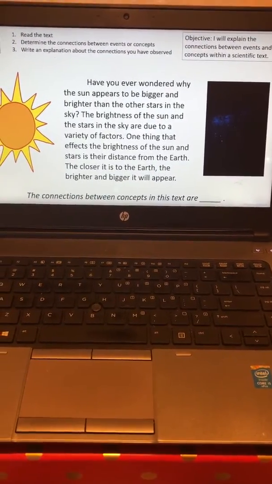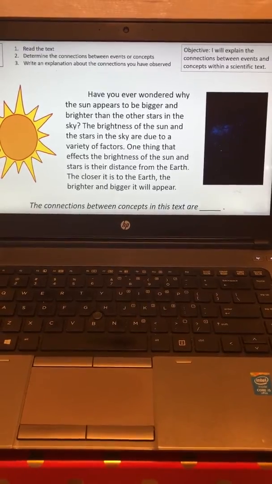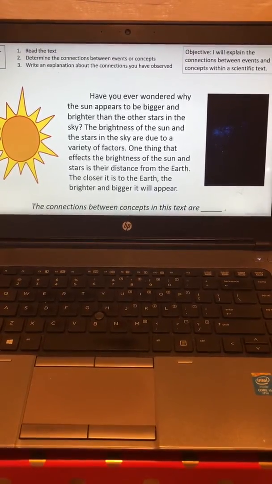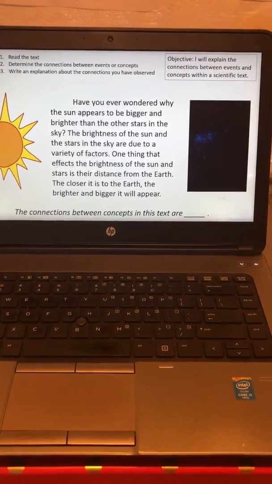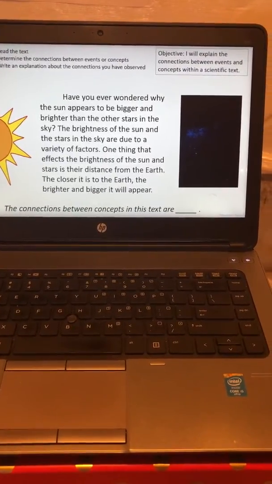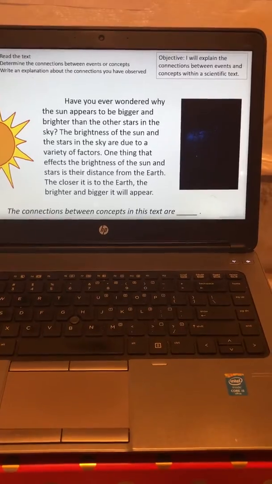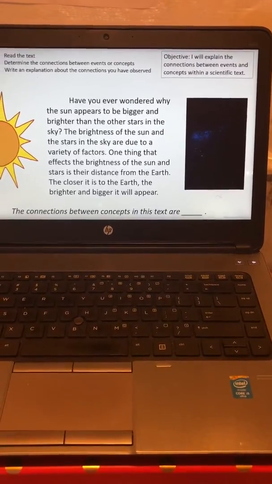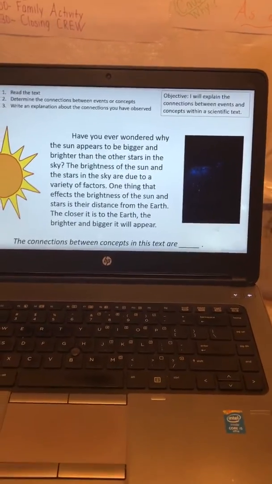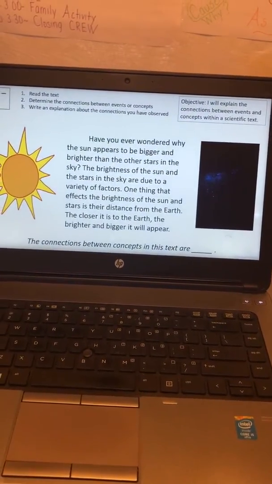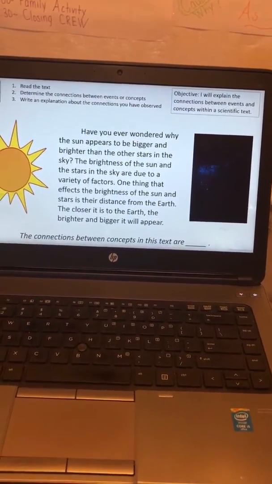Let's revisit our target. We're going to continue with our PowerPoint slides that we started yesterday. We're just going to continue right on. So our target reads, I will explain the connections between events and concepts within a scientific text. So we're spending the whole week this week focusing on scientific texts about things in the world and how they work, both living and non-living.